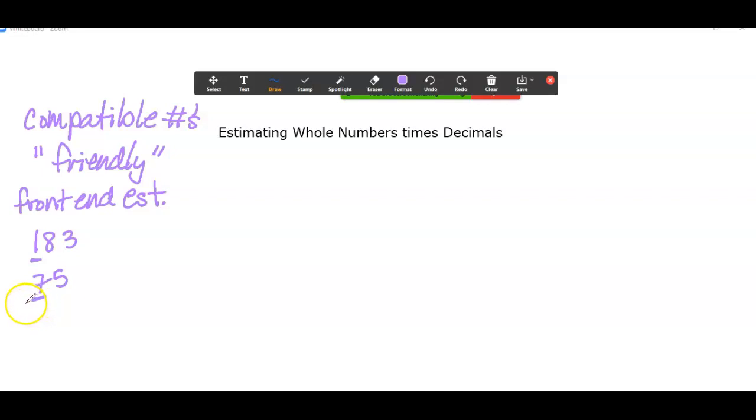So let's start with 87 hundredths times 112. Now what I'm going to suggest to you is that when you have a decimal today, you start thinking about whether that decimal is closer to a zero, a half, or a whole. This is also something that we do when we are estimating with fractions as well.